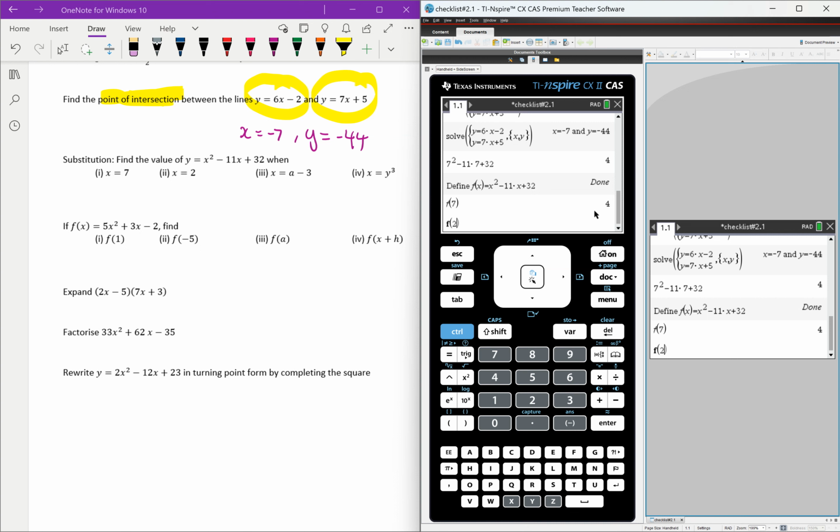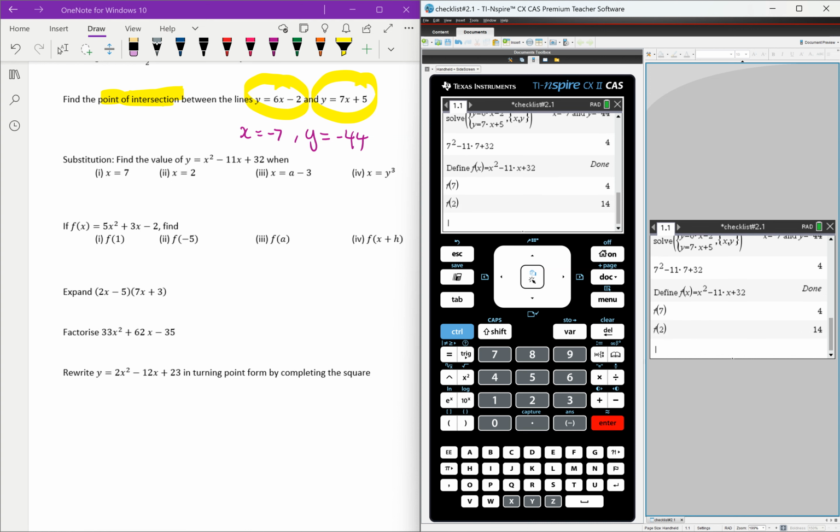F of 2, because that means x equals 2, substituted into this function. So if I press enter, it's 14. So now I know this is 4, this is 14. So if I want to do the next one, x, I'm going to replace that with a minus 3. So here we go.